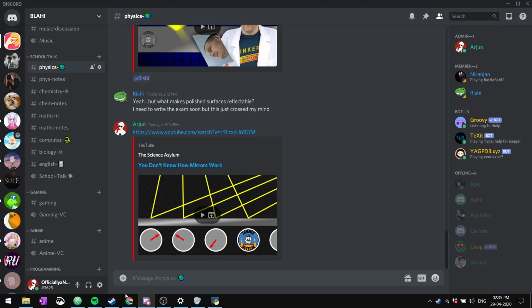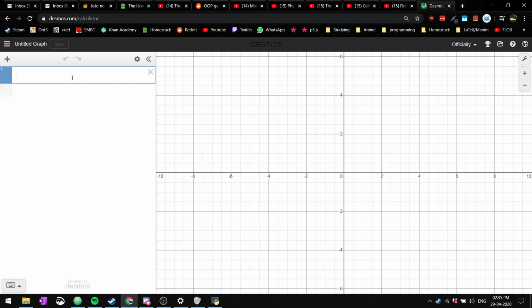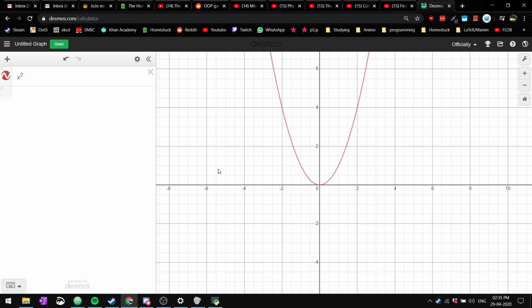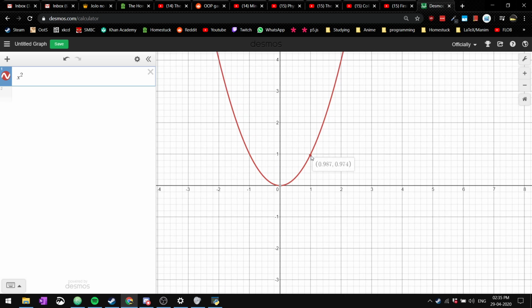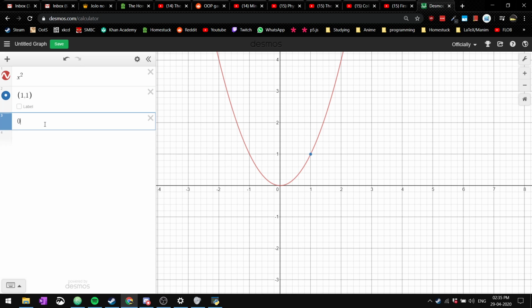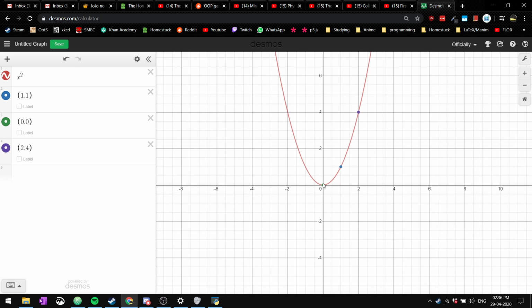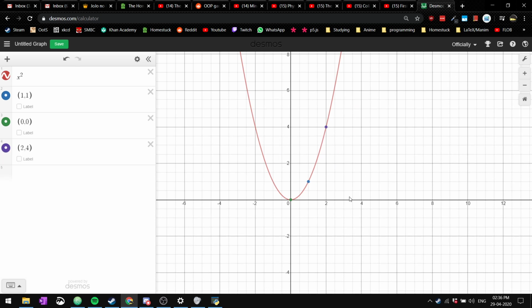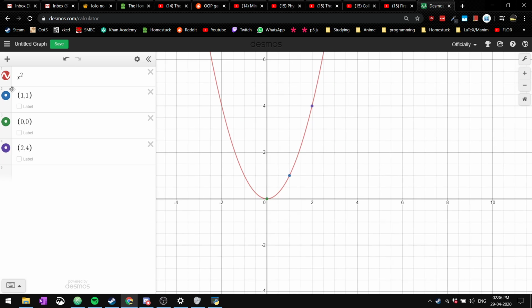So for example, we can take a graph of a function, like say x squared. So you'll note that the point (1, 1) is a part of the graph, and then we have points like (0, 0) and we have (2, 4). All these points are on this plot. So what my program does is you give it some number of points, and it will create this graph.